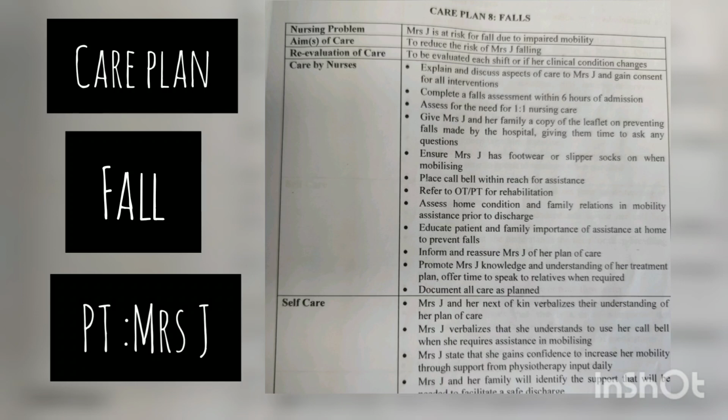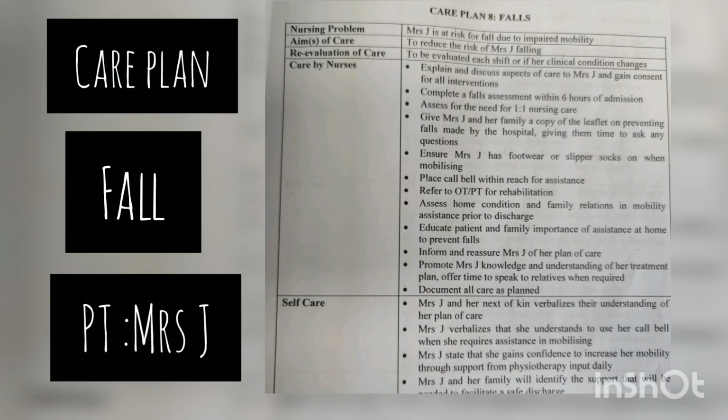Assess home condition and family relations in mobility assistance prior to discharge. Educate patient and family on the importance of assistance at home to prevent falls. Inform and reassure Mrs. J of a plan of care. Promote Mrs. J's knowledge and understanding of a treatment plan. Offer time to speak to relatives when required. Document all care as planned.